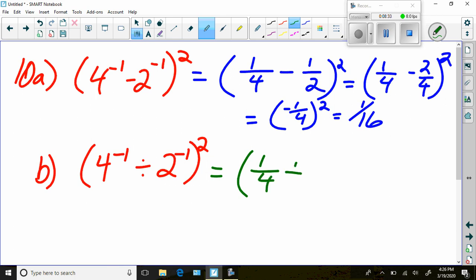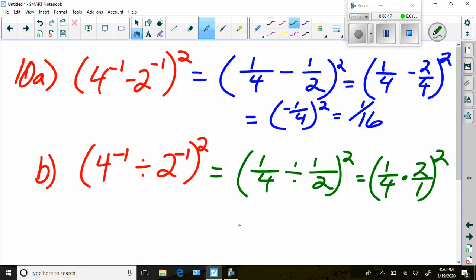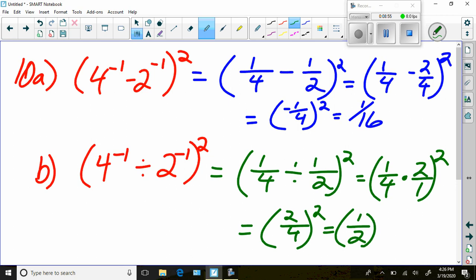1/4 divided by 1/2 squared. So it's really 1/4 times 2/1 squared, which is really 2/4 squared, which is really 1/2 squared, which is really 1/4. And there you are, and there you have it. That was a divide, that's a minus. That one's tough. Next one.